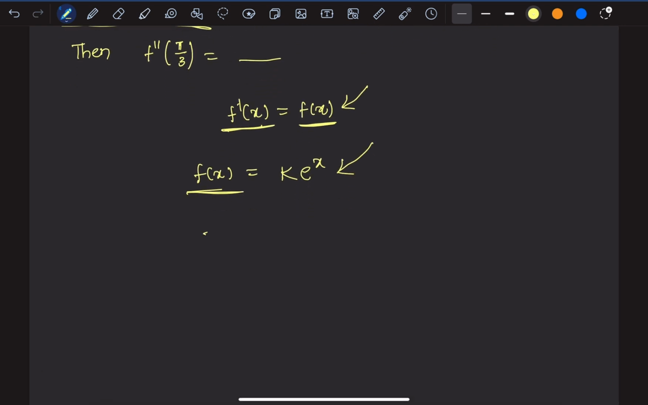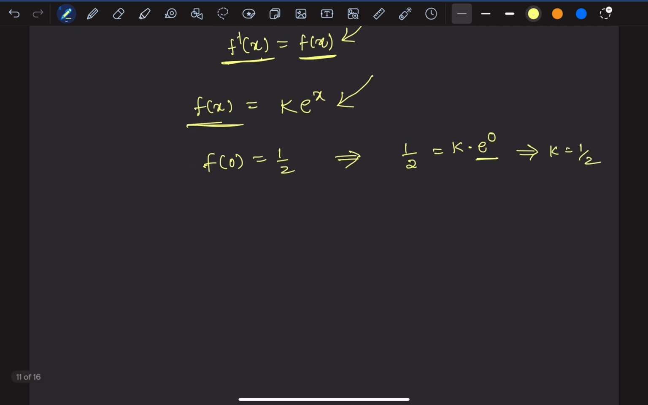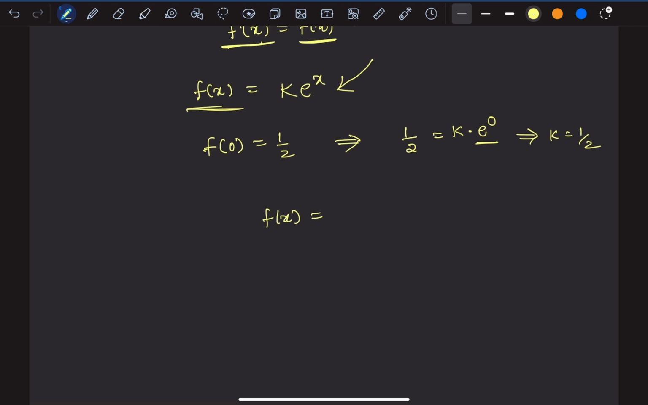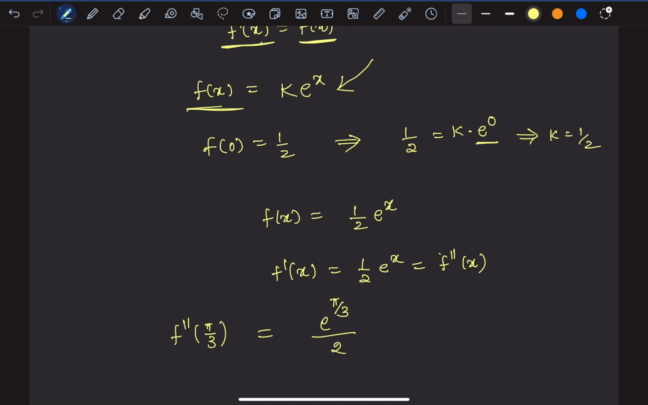It is given that f of 0 is half. So this implies that half is equal to k multiplied by e to the power 0. E to the power 0 is 1. So k is equal to half. Therefore f of x is equal to half e to the power x. So f dash of x is also half e to the power x, and f double dash of x is also half e to the power x. We are asked to find out f double dash of pi upon 3, that is simply e to the power pi by 3 by 2. So this is the answer.